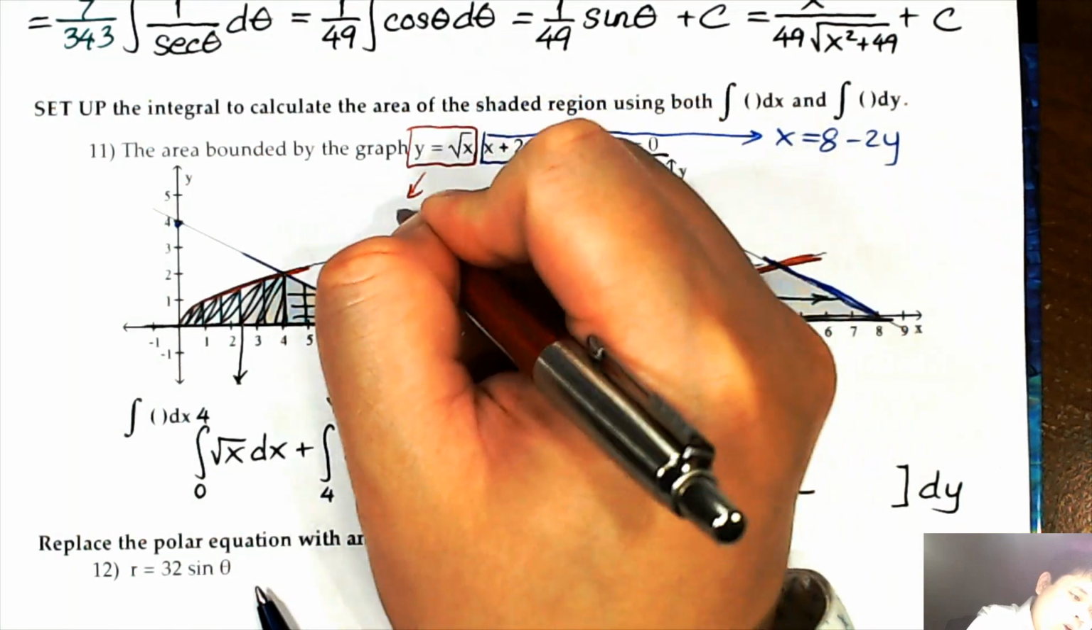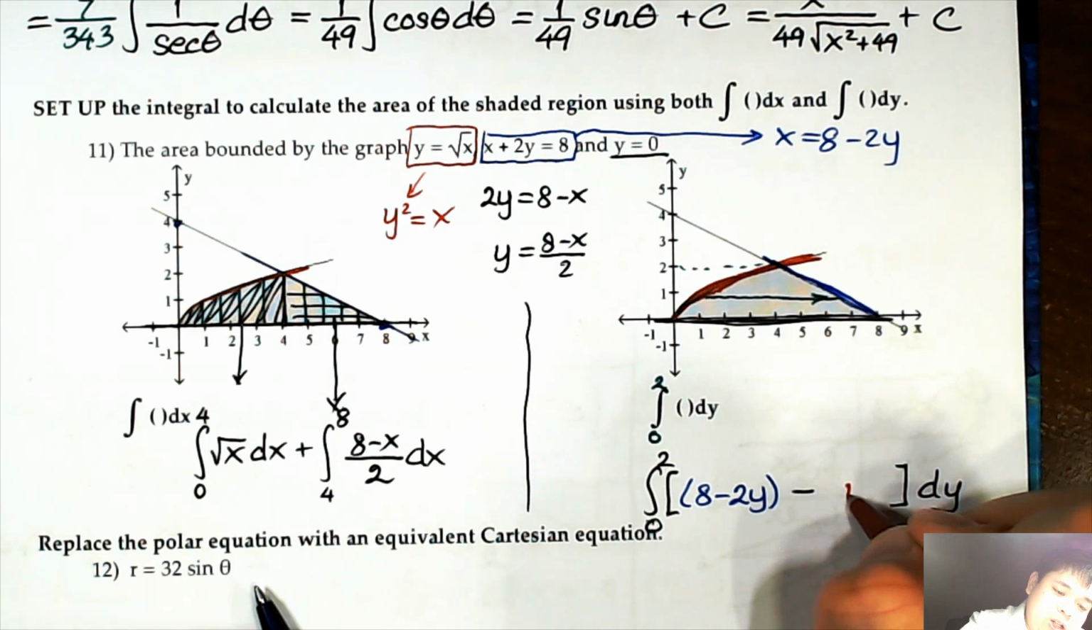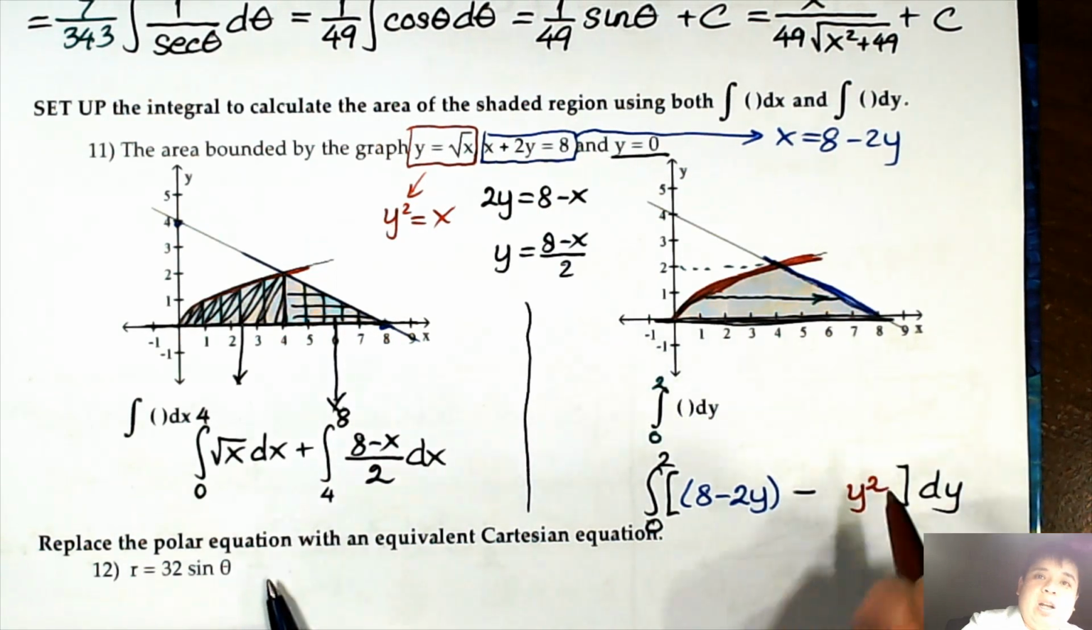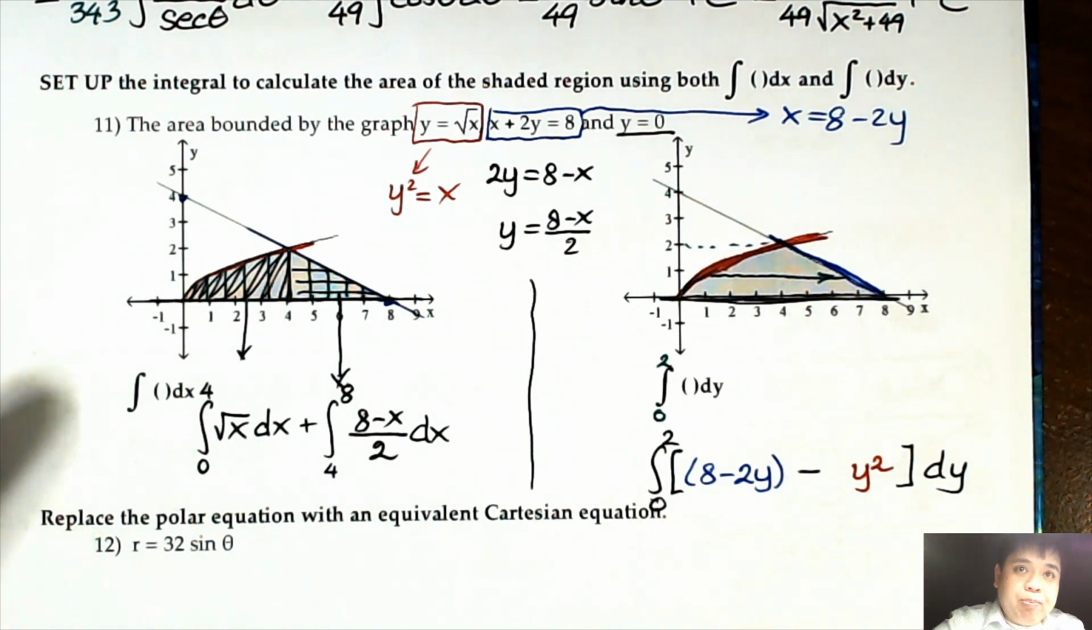So y equal to square root of x, y squared is equal to x, and we have to use the function in terms of y. We can evaluate both of them, and that will be the same.